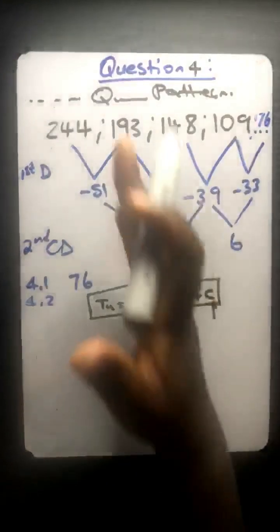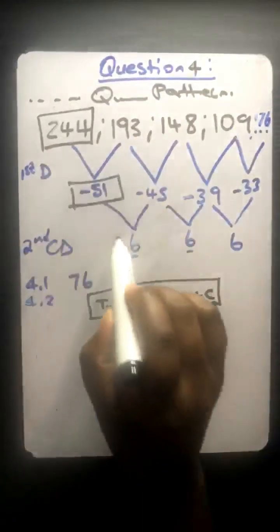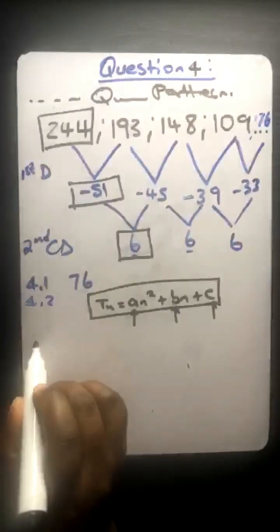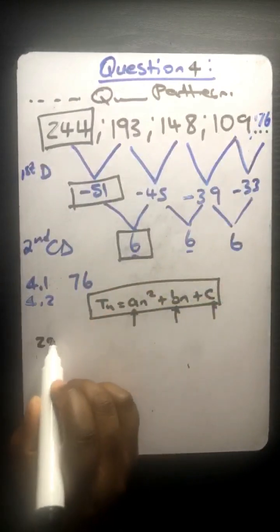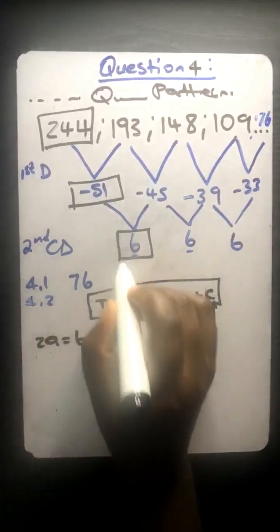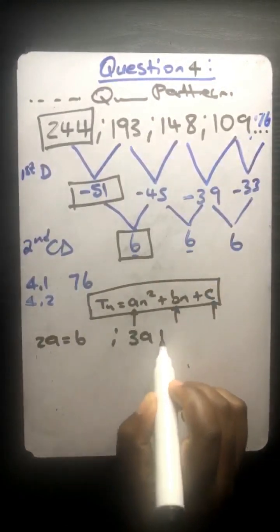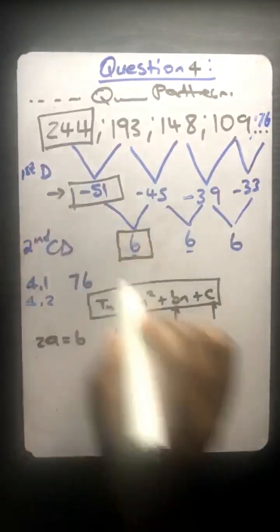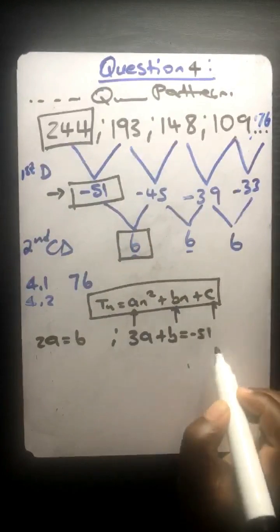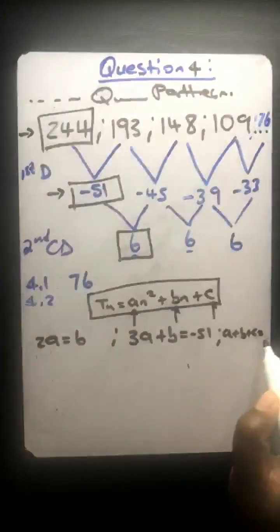For you to do that, all of that is not necessary. All that you need is just those first values. That's all that you need to derive the nth term. I'm not sure if you guys remember those formulas. We said this one is equals to what? I think it was 2A. 2A is equals to that. And then the other one, was it 3A plus B? Guys, please make sure to correct me. I think it was 3A plus B, and we said it is equals to negative 51. And lastly, A plus B plus C is equals to that first term, which is 244.